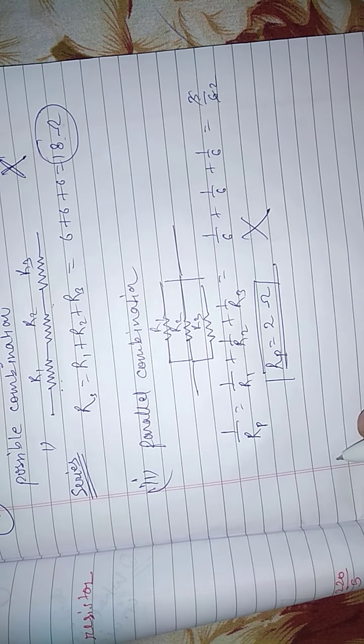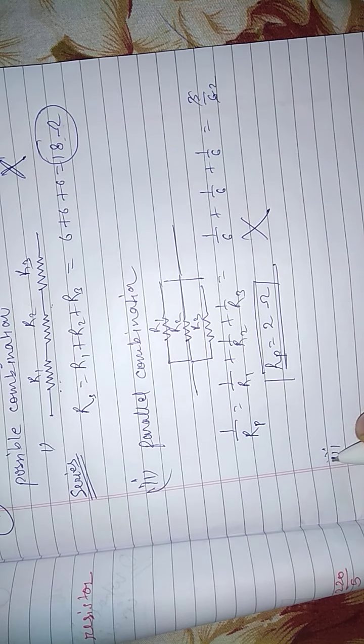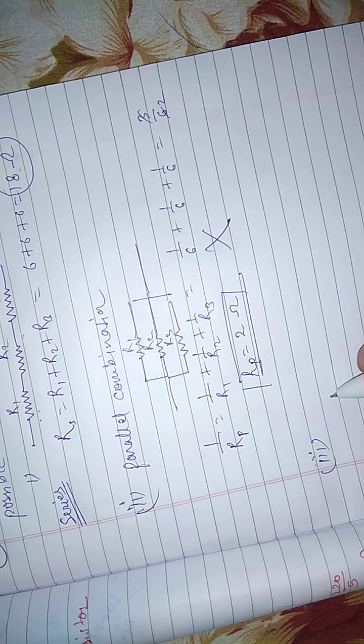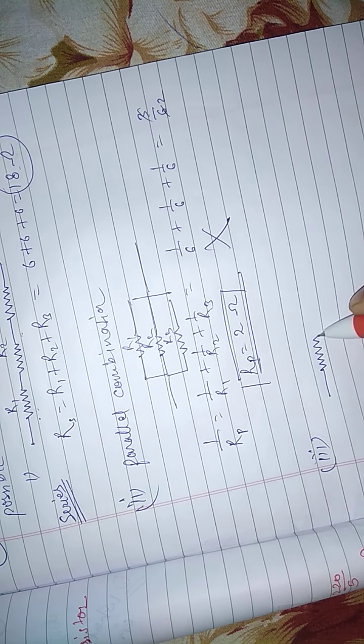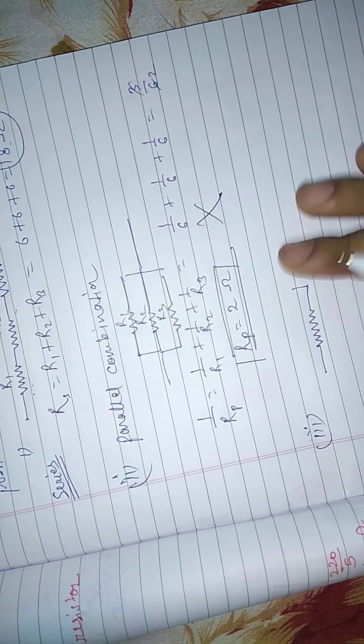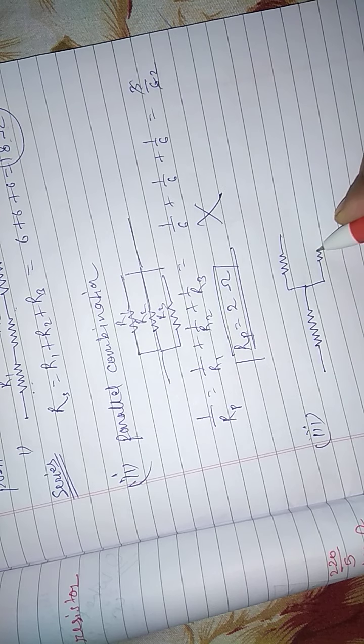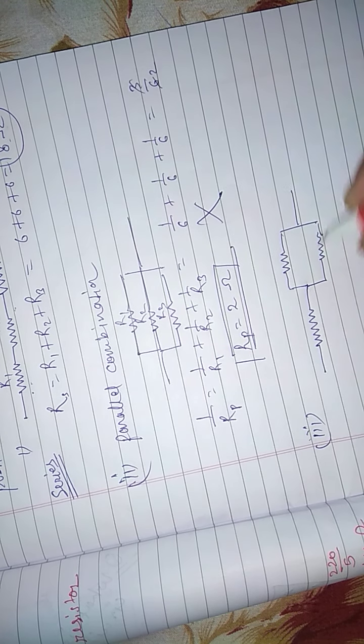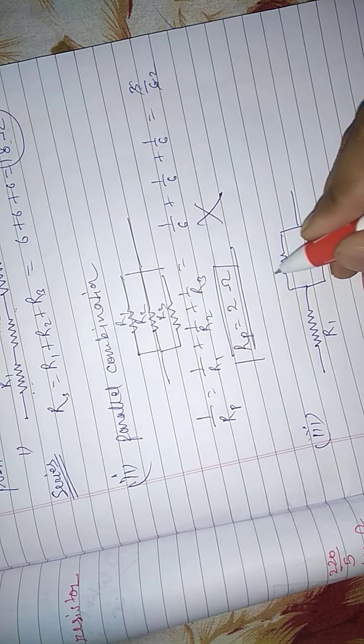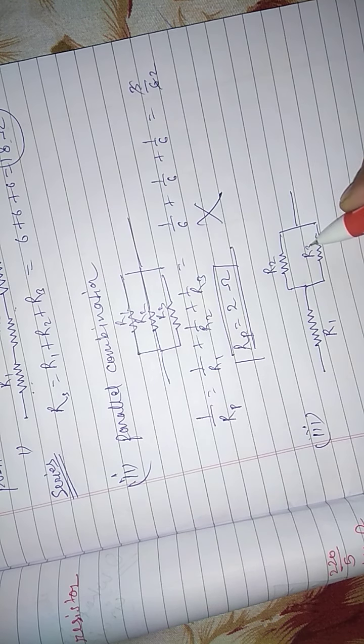So what are the other combinations? Combination number 3 will be 1 in series with 2 parallel resistances. 2 parallel means these 2 resistances are in parallel. Let this be R1, this be R2 and this be R3.